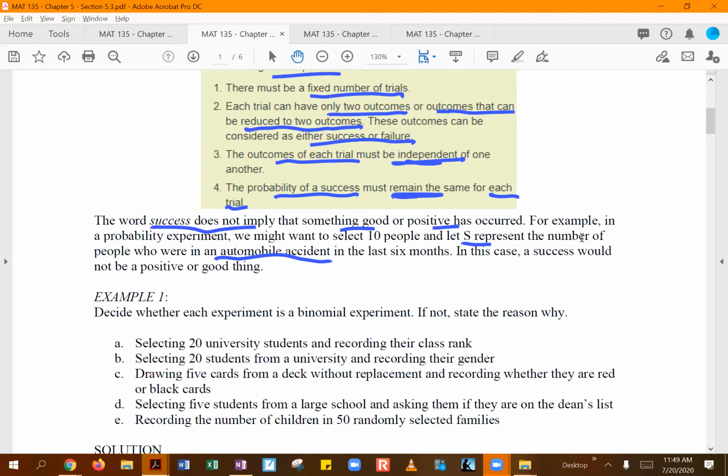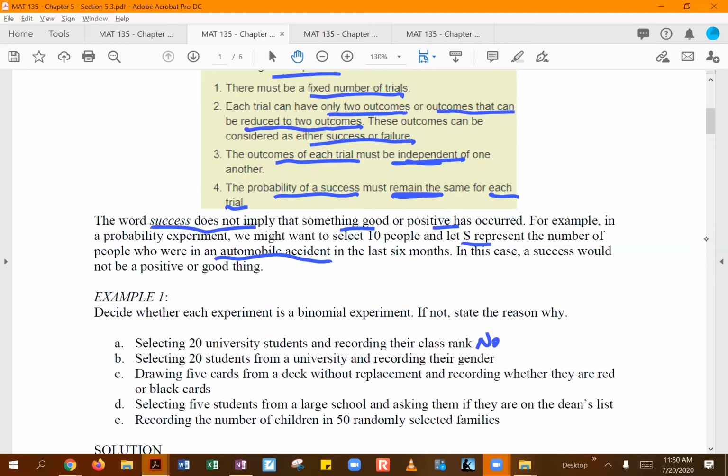So selecting 20 university students and recording their class rank, can we think of this as being a binomial experiment? No, it's not, because like I said, with class ranks we're talking about freshman, sophomore, junior, senior, and for that matter, if it's a university, they could also be a graduate student. So since this can be broken down into more than 2 outcomes, this is definitely not a binomial experiment.